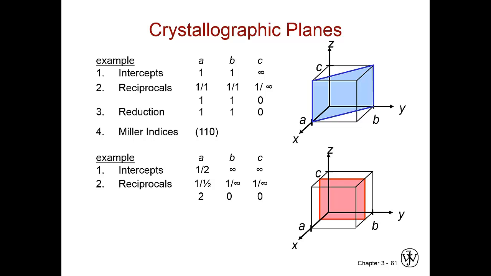So our reciprocals end up being 1 over a half, which ends up being 2. Of course, the 0 and the 0. And now we have a simplification down to the simplest integers. And in fact, we can divide everything through by 2 and still have integers. So we end up with 1, 0, 0 right here. And that makes sense because this is a parallel plane to all the other 1, 0, 0 planes.